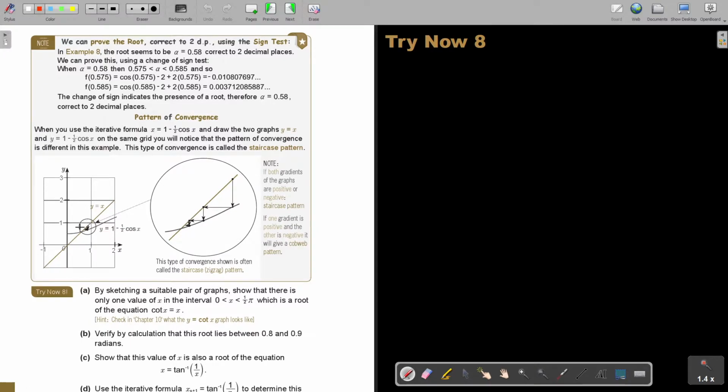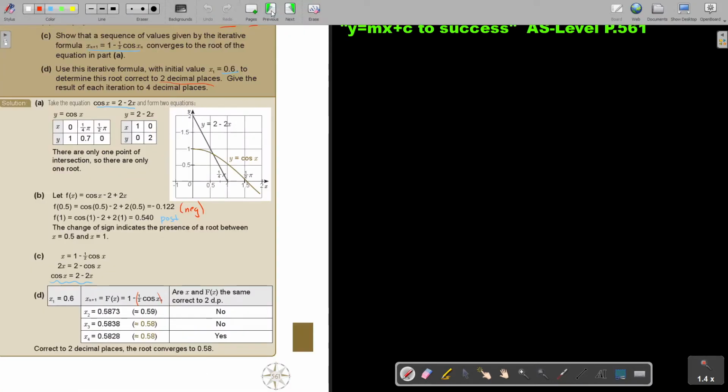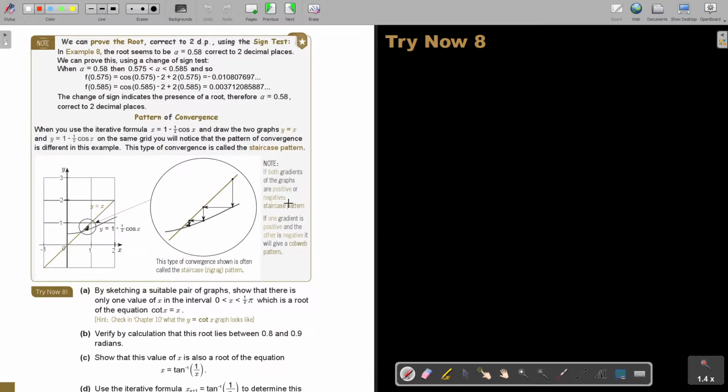Do you see? So there it is, and I just enlarge it there. Now note, if both gradients of the graphs are positive, or negative, do you see this gradient is coming down, it's negative. This is also coming down, it's negative. So both are negative. That's what I mean by the gradients. So if both are either negative or positive, you get a staircase pattern. If one gradient is positive and the other one is negative, you will get a cobweb pattern.